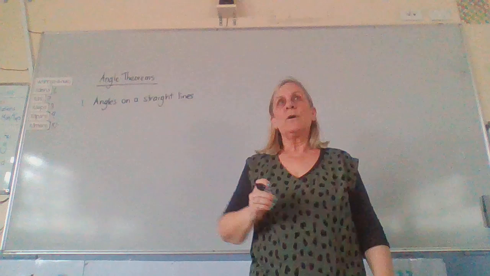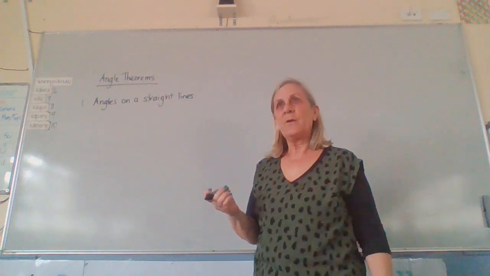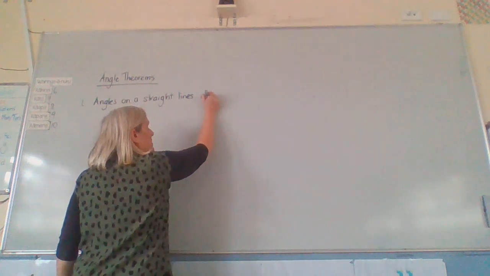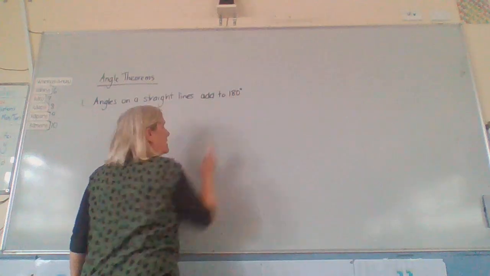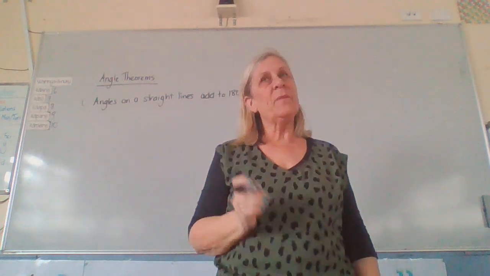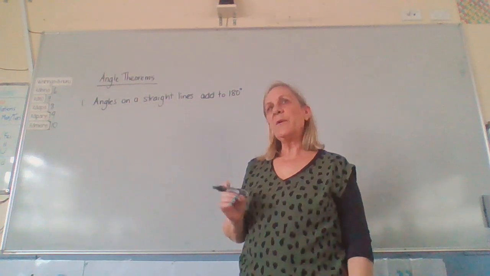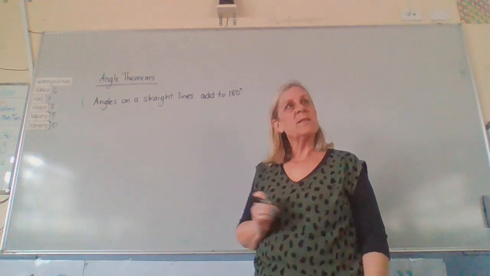Now, who can tell me something about angles on a straight line? William? They add up to 180 degrees. Good. So the next part of it is add to 180 degrees. Now there is another part of add to 180 degrees. We have a word in mathematics that means angles add up to 180. Does anybody know what it is? No? Good. So we're learning something today.